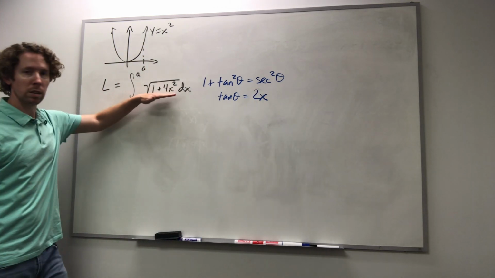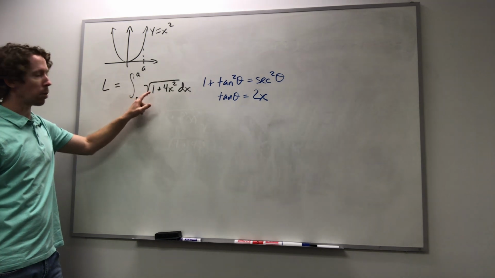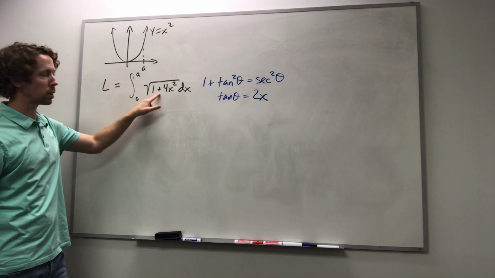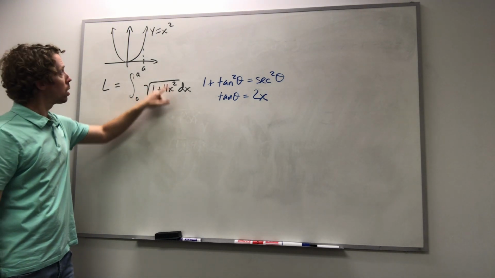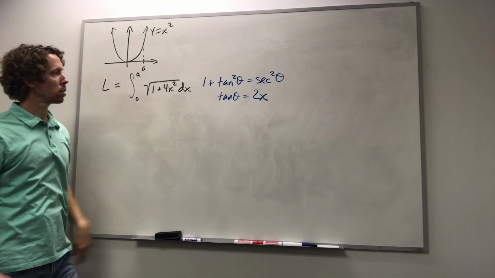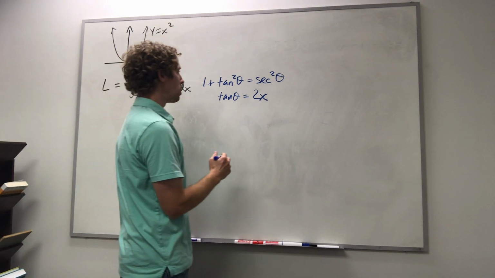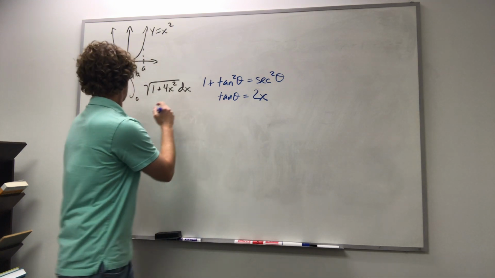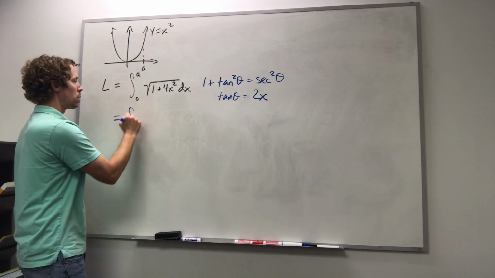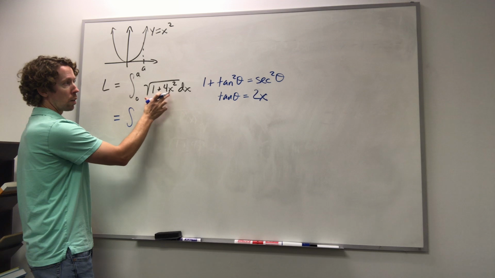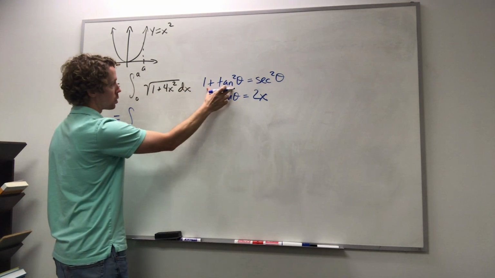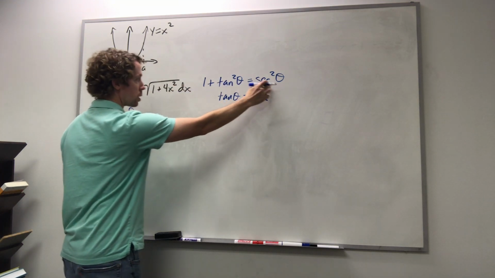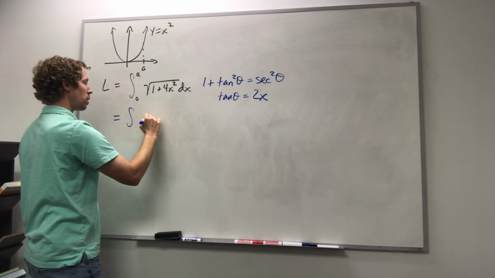By the way, the expression inside of here is coming from the formula square root of 1 plus f prime of x squared, where f prime of x is 2x. I want to get dx in terms of d theta, because this is going to become the integral of the square root of 1 plus tangent squared, so the square root of secant squared, which is secant.